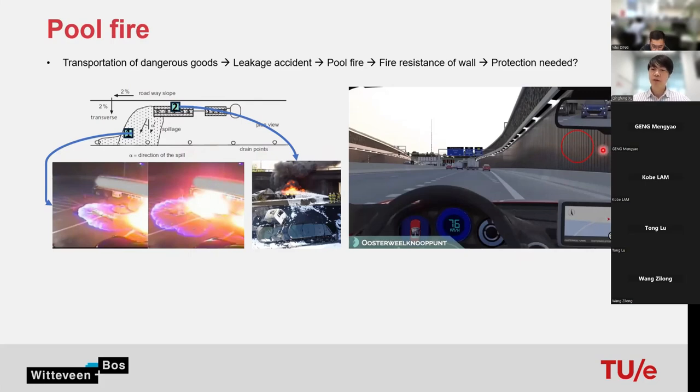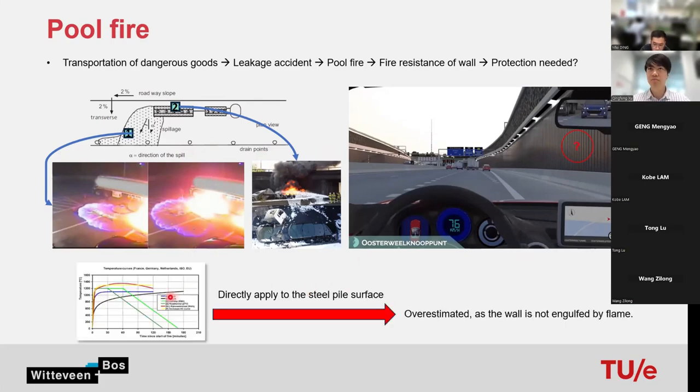Of course, we can use some standard fire curves. For example, we can directly apply these fire curves on the retaining wall and check its behavior. But it's not the most ideal case, because in practice such a retaining wall will not be engulfed by the flame directly, because we have some barriers here. So if we directly apply the fire curves here, it will be some over-design.